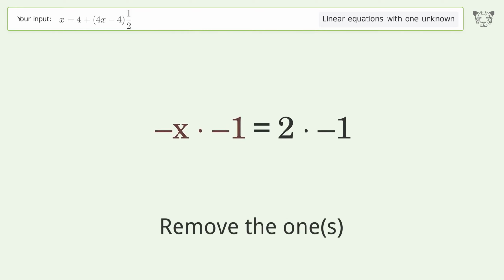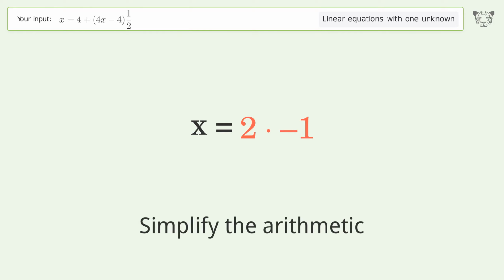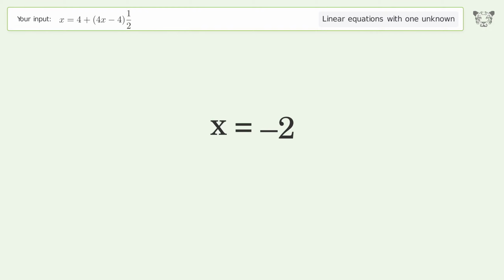Remove the ones. Simplify the arithmetic. And so the final result is x equals -2.